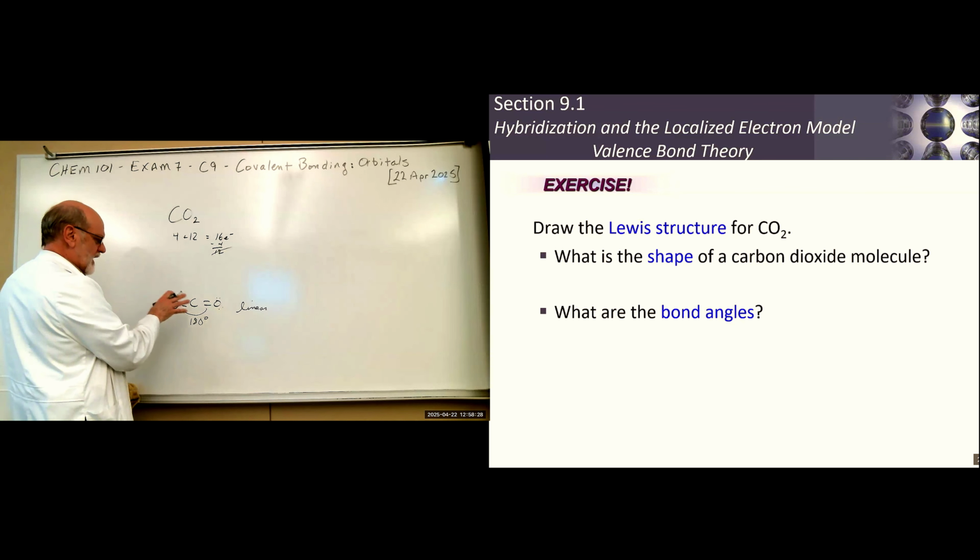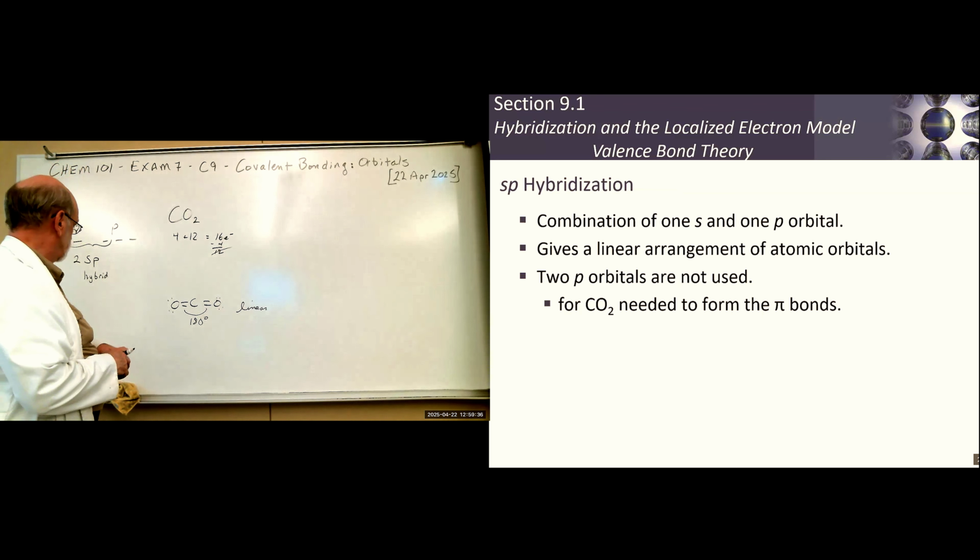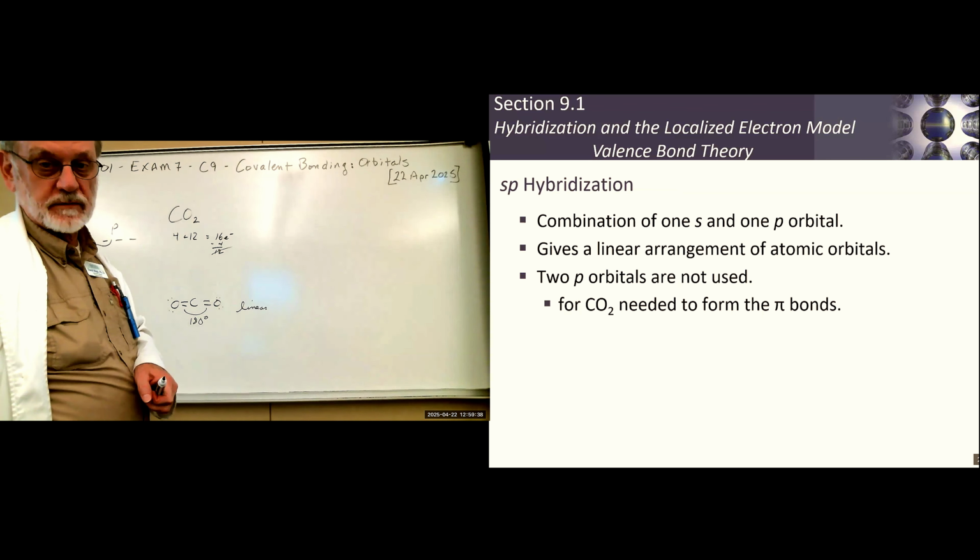Okay, how do we get there with hybridization? We really only need to combine 1 s and 1 p orbital. That gives us a linear structure. And the energy then is 50-50, right? 1 of these and 1 of these. So the energy of the hybridized sp orbitals is even lower than the sp2 or the sp3.